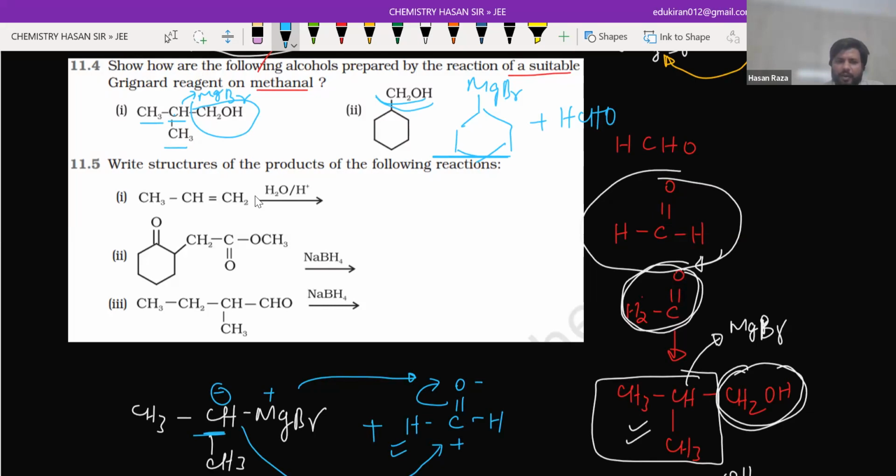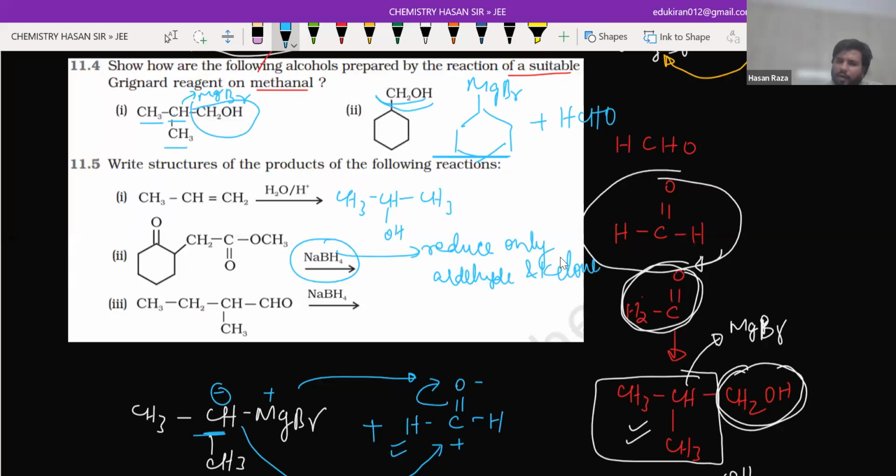This reaction is very easy, already done. Markovnikov's rule will follow and it will be CH3CH. This is NaBH4, which has the tendency to reduce. This is a very important reagent. It has the tendency to reduce only aldehyde and ketone, not carboxylic acid, not ester.